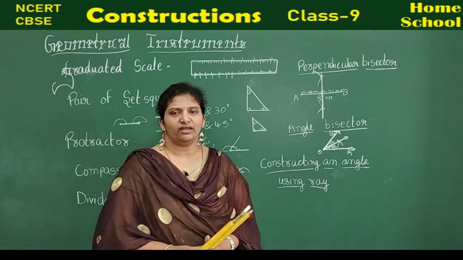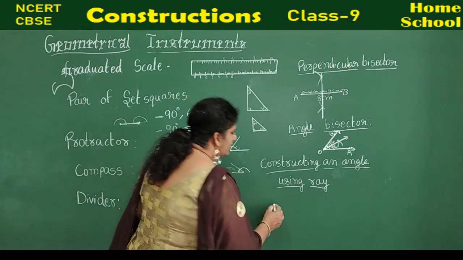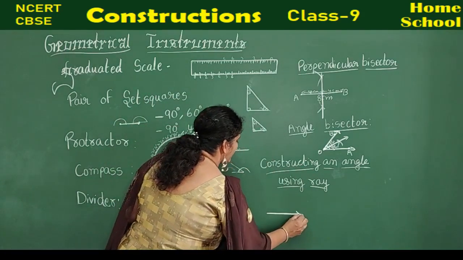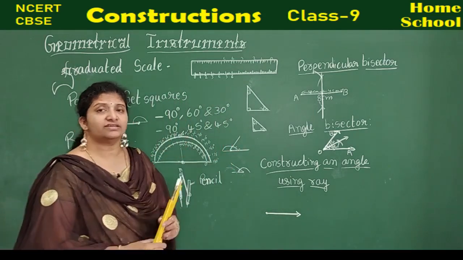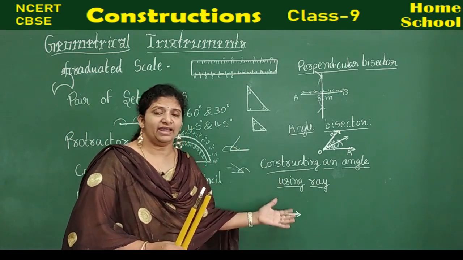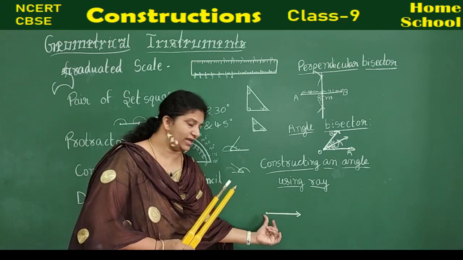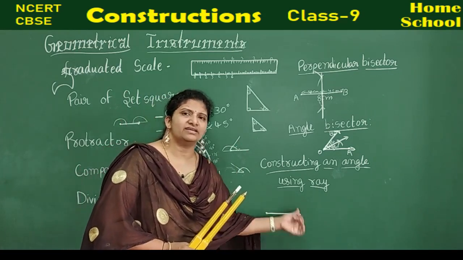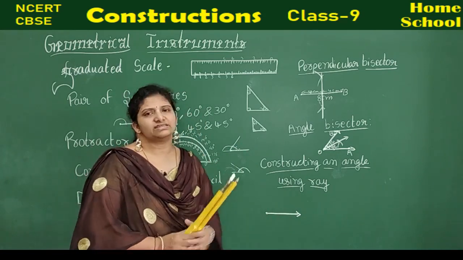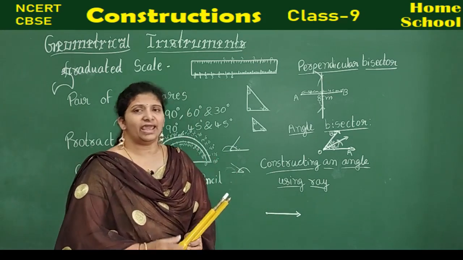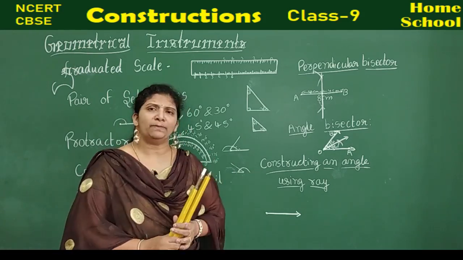And your third one, constructing an angle using a ray. Suppose I take a ray, it means one end is a point and on the other side it is never ending. One side of the line has an endpoint and the other side is never ending. It is called a ray. So using this ray, construct any angle. How can I construct an angle using a ray?